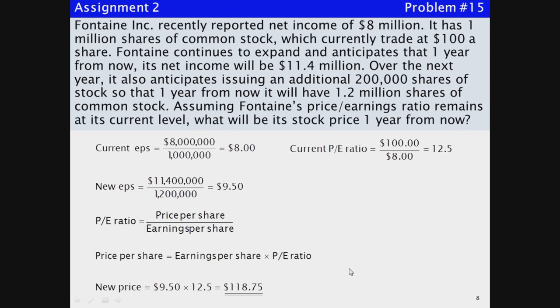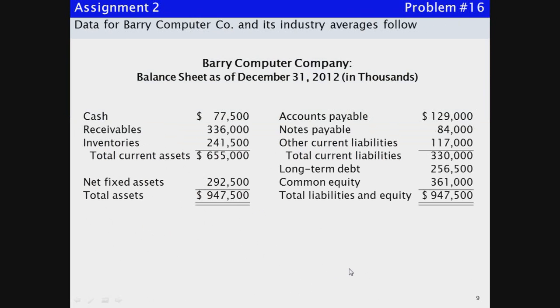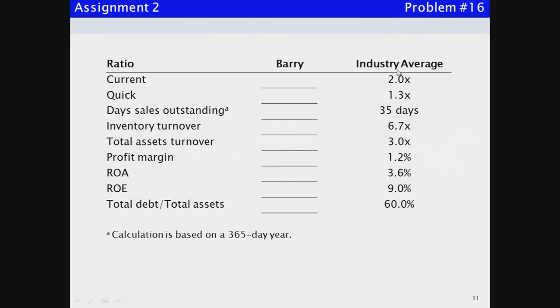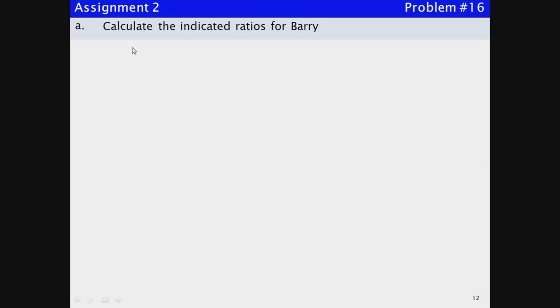Okay, our last problem, we have the Berry Computer Company, and its industry averages follow on the next slide. Here is the balance sheet for the Berry Computer Company. Here is the income statement for the Berry Computer Company. And here are the industry average ratios for current, quick, DSO, and so forth. And we are asked to calculate the indicated ratios for Berry.